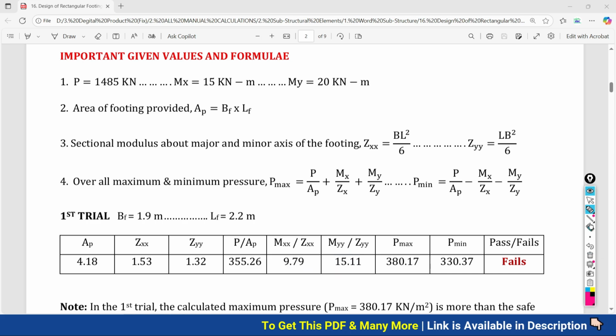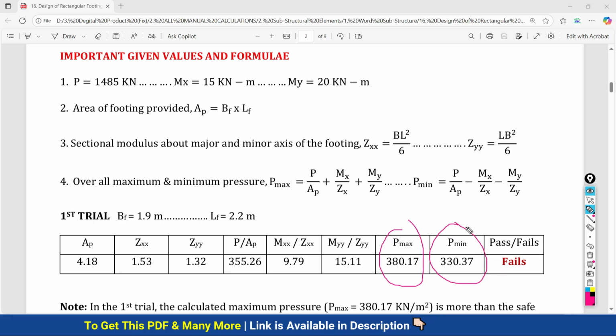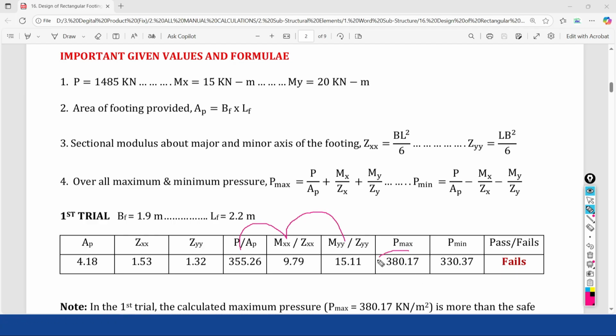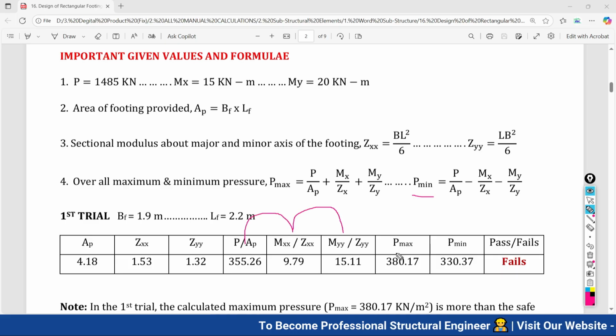Now guys, the important thing is to calculate the maximum pressure and minimum pressure. How can you calculate the maximum pressure and minimum pressure? Try to understand. P by AP, this value plus this value plus this value, you will get the maximum pressure. We are getting it as 380.17. Next, the minimum pressure. How can you calculate it? This total value minus this value minus this value, you will get the minimum pressure.